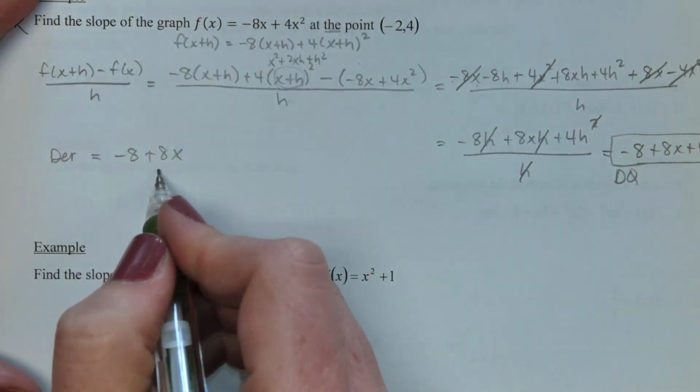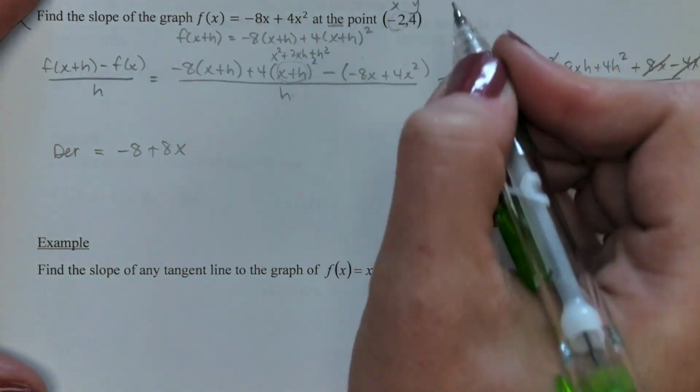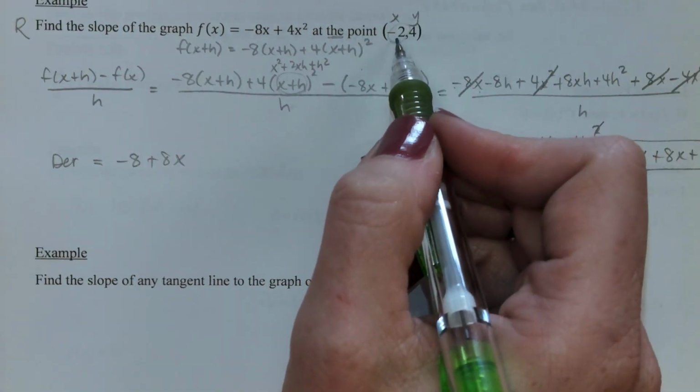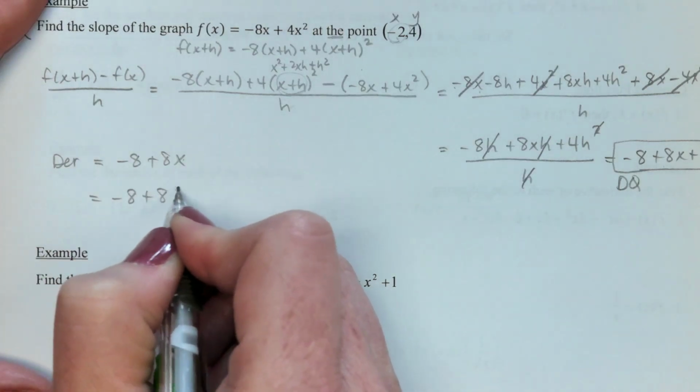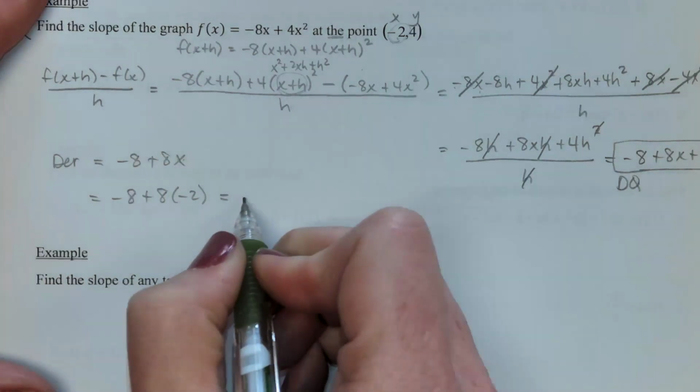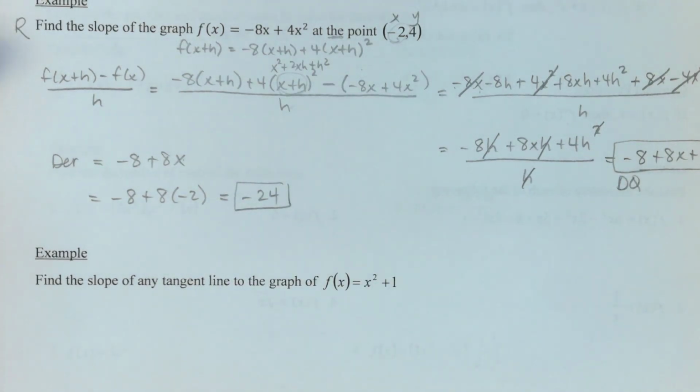So this is my derivative, and all I have to do is plug in my 1 point. Remember, this is an x and a y, and I am only plugging the x value in. So I'm going to put an x right there. -8 plus 8 times -2, which is -24. Pretty steep slope, a negative slope.